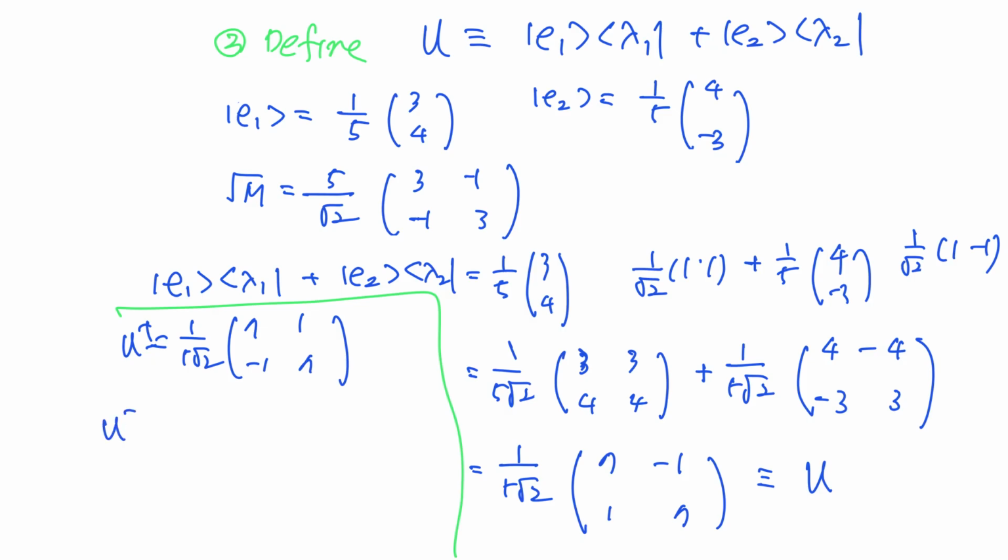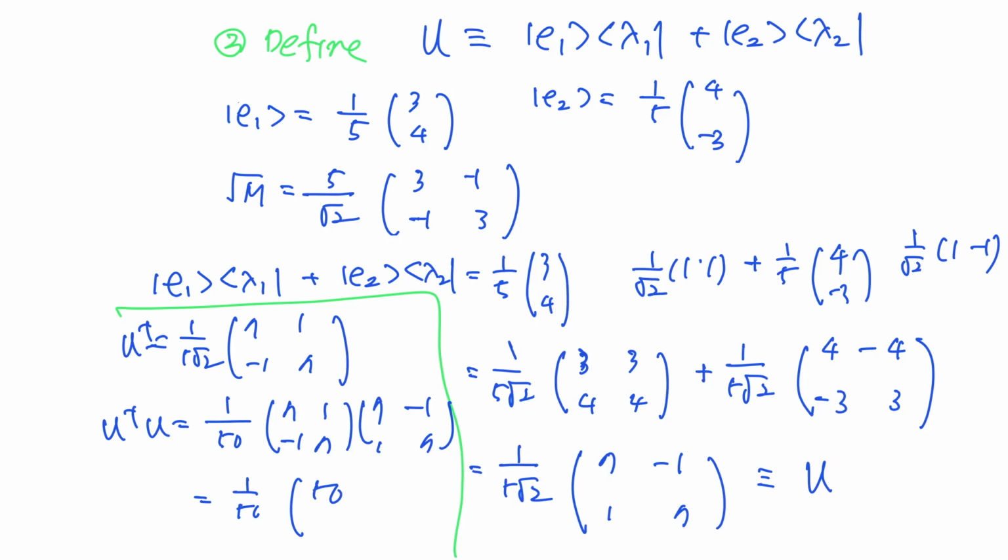And u dagger u is 25, 50, 7, 1 minus 1, 7, 7 minus 1, 1, 7, 50, 0, 0, 50. Identity, right? So u is unitary.